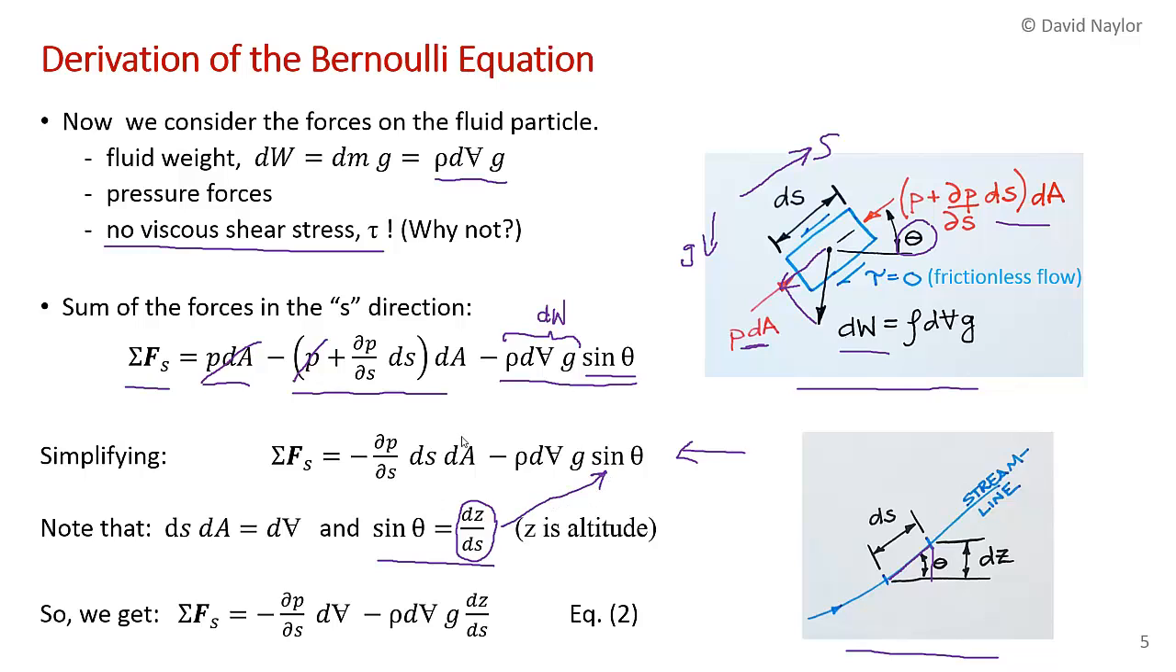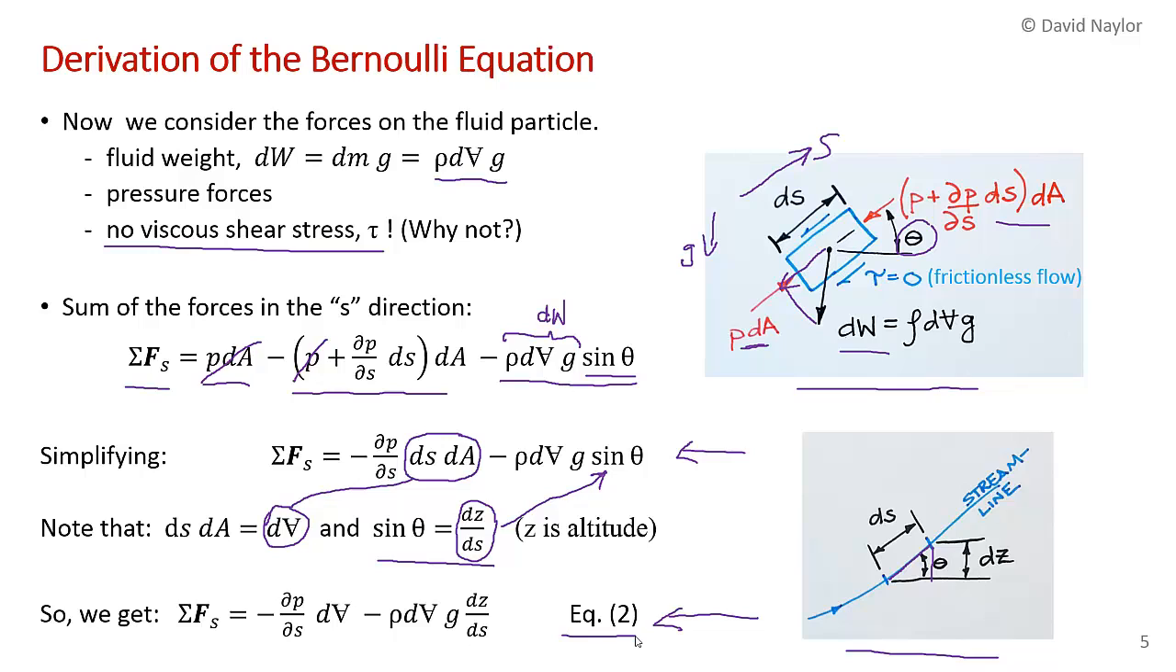Also, I noticed that ds dA here, remember, ds times the cross-sectional area of the element will give you the volume. So I'm going to make the substitution that ds dA is just the incremental volume. I'm going to simplify it further, and our equation becomes the sum of the forces equals minus ∂P/∂s times the incremental volume, minus rho times the incremental volume times g times dz/ds. I'm going to call that equation 2.